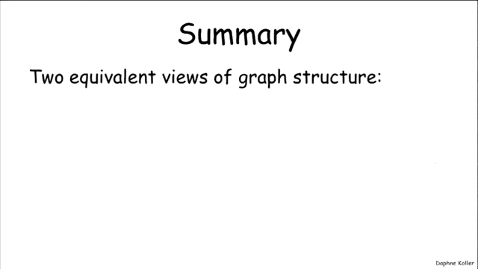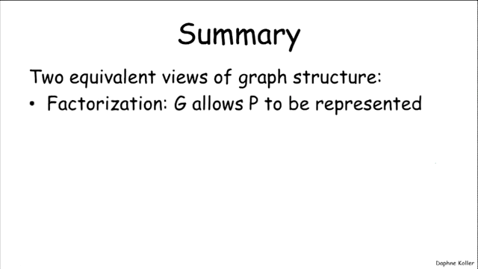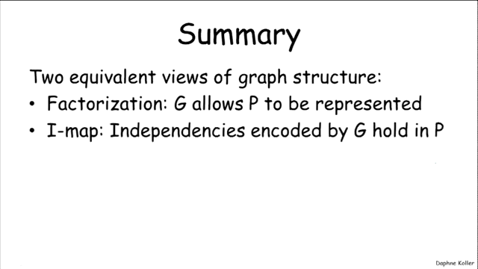To summarize, we have provided two equivalent views of the graph structure. The first is the graph as a factorization, as a data structure that tells us how the distribution P can be broken up into pieces. In this case, the fact that G allows P to be represented as a set of factors, or CPDs, over the network. The second is the IMAP view: the structure of G encodes independencies that necessarily hold in P. And what we've shown is that each of these actually implies the other.